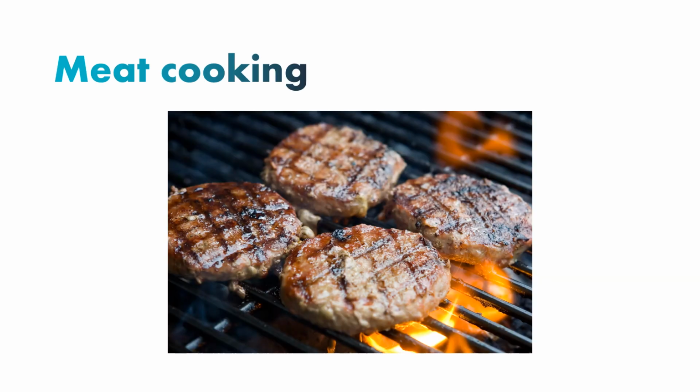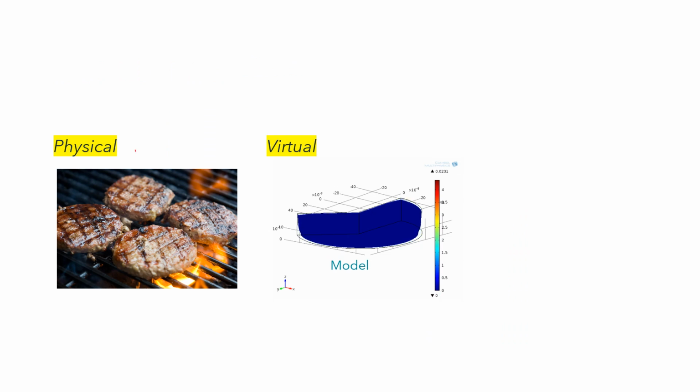Now I will try to illustrate the idea of digital twin, taking meat cooking as an example. So here is the physical process of meat cooking, and here is a simulation of a model for meat cooking, showing how temperatures or bacterial concentration changes during cooking. But the model behind this simulation is not the same as a digital twin.